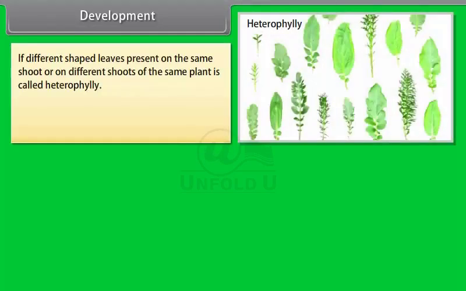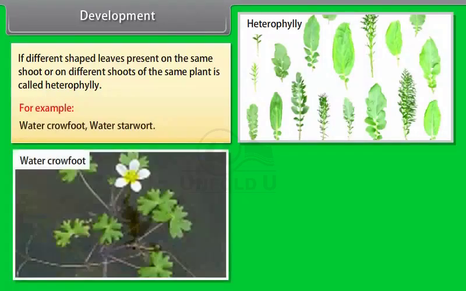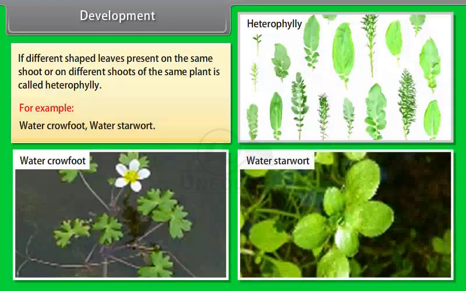If different shaped leaves are present on the same shoot or on different shoots of the same plant, it is called heterophyly. For example, water crowfoot and water starwort.